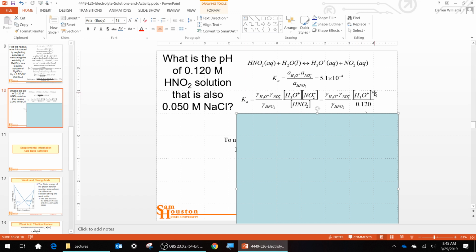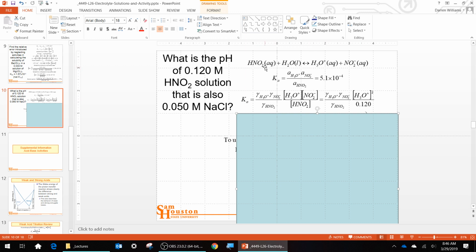Everybody follow that step from freshman chem? Since the NO2 minus is equivalent to the H3O plus, that's going to be the same number. So it's that number squared in the numerator. And then it's a weak acid, so not much of this actually dissociates.